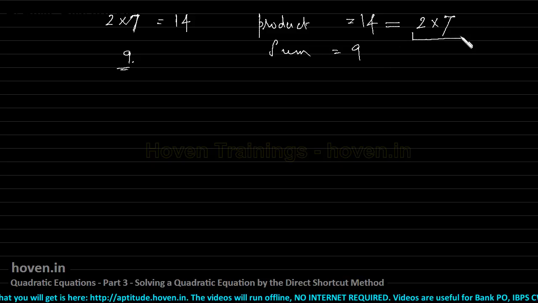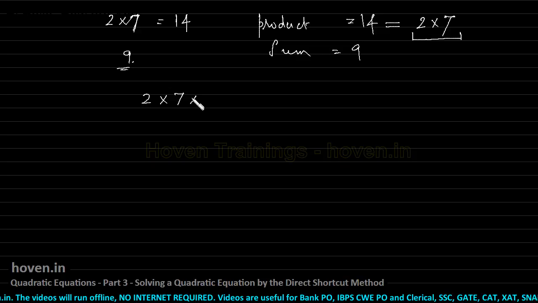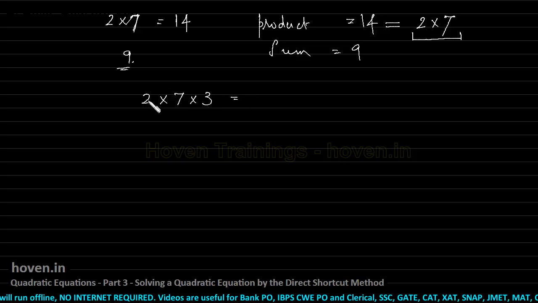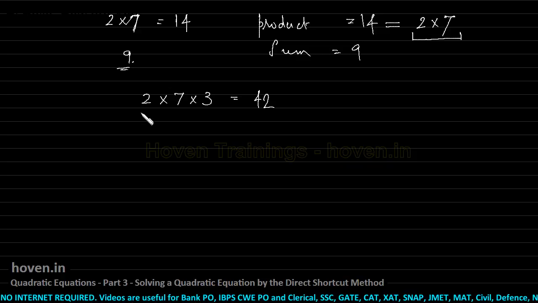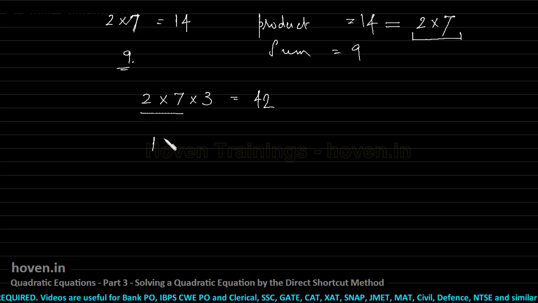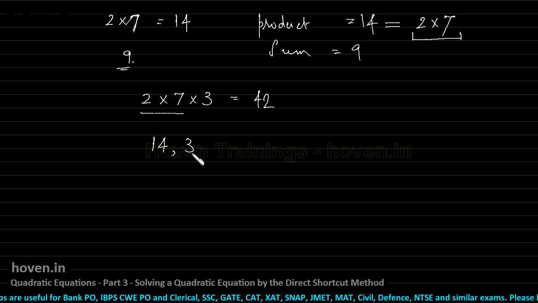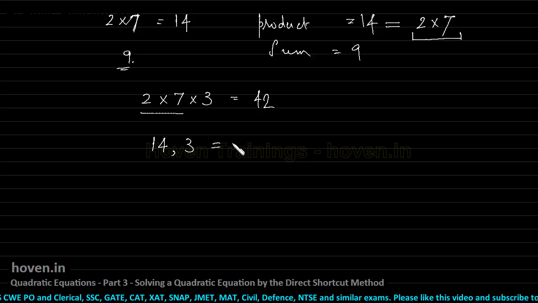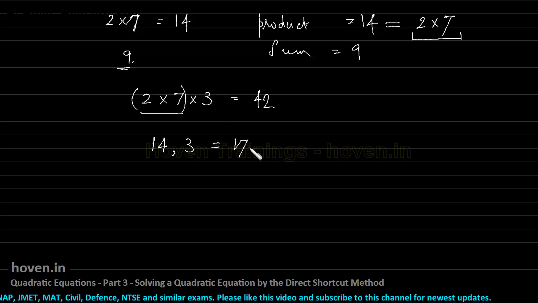These factors have to be suitably combined. For example, if I multiplied this one by 3, then what is this? 42. And what combinations can I find? 7, 2, 14 and another 3. So if I have to find two numbers whose product is 42 and whose sum is 17, then those numbers can be found by suitably combining these factors into two parts. 7 and 2 are combined as 14 and 3 is left, so it will make 14 plus 3, 17.